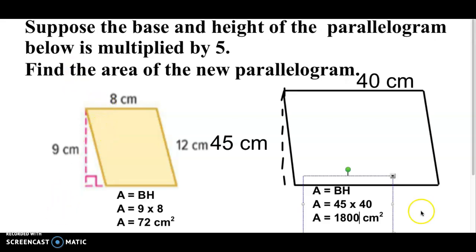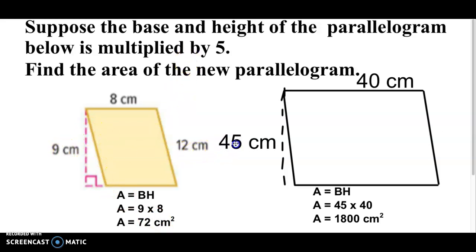So the area of the original parallelogram was 72 centimeters squared, base times height. I multiplied these dimensions by 5, so the height became 45, the base became 40. I didn't bother multiplying this side by 5 because I knew I didn't need that dimension right there. The area of the new parallelogram is base times height. 45 times 40 is 1800. So what happened to the original area is that it got multiplied by 5 and then by 5 again. So it actually got multiplied by 25.